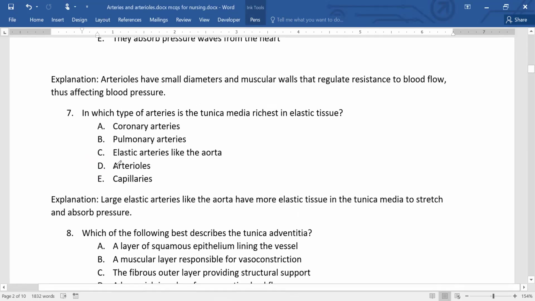In which type of arteries is the tunica media richest in elastic tissue? Again, I told you in the beginning, the aorta, which is the large artery, the elastic artery. Their tunica media contains more elastic fibers than smooth muscles. So the correct answer is elastic arteries like the aorta.